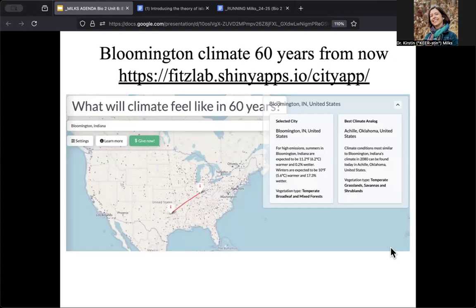So somebody made a website where they are looking at climate predictions if we don't stop putting the same amount of greenhouse gases into the air. And for example, in 60 years, we think the climate of Bloomington is going to feel like the climate of Oklahoma.